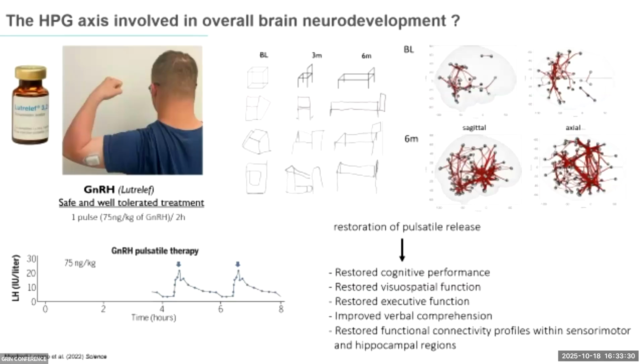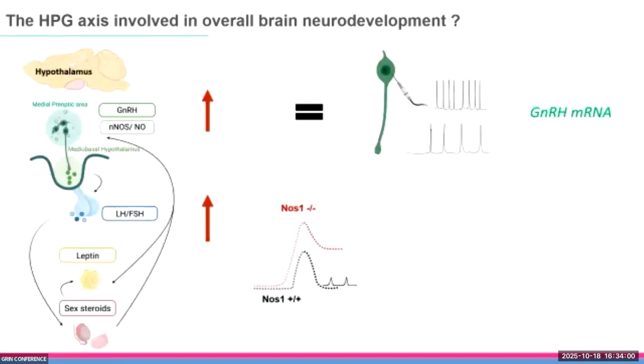They were given a GnRH pulsatile therapy, meaning the native peptide was given to them in the physiological amount, and we actually saw that restoring the pulsatile release of the GnRH was able to restore cognitive performance, the visuospatial function, the executive function, the verbal comprehension, but also, as you can appreciate here, the functional connectivity profile in these patients. So this was a very tiny study, but a very, very promising one.